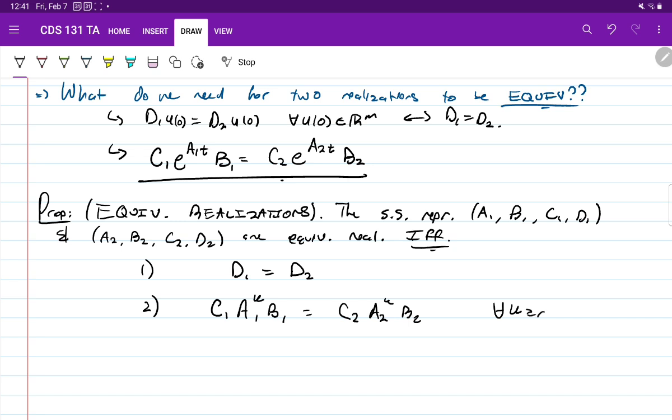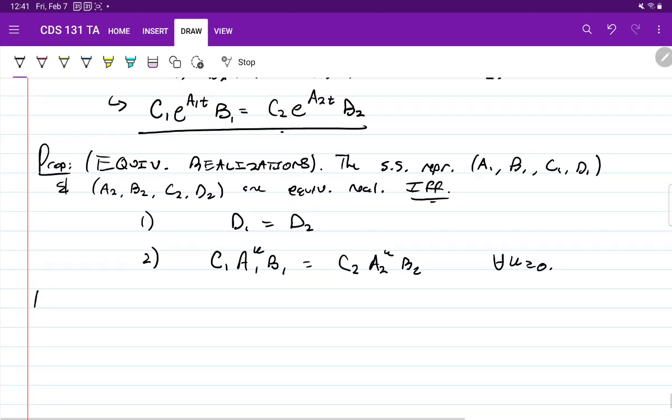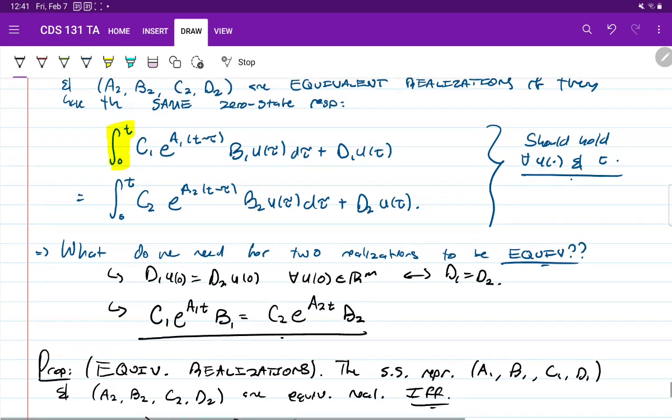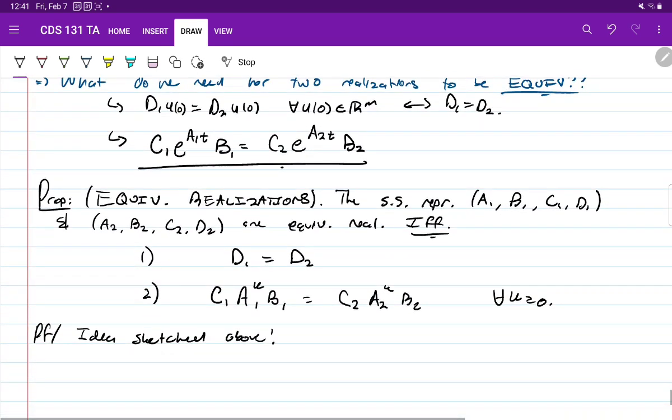We can request that this holds for all k greater than or equal to 0, but by Cayley-Hamilton, we know we can actually only check this for the first n minus 1 powers, where n is going to be the larger of the dimensions of A1 and A2, okay? All right, so the proof is the same as the idea sketched above. First we evaluate the zero state response at time 0, and then we can consider the response to an impulsive input. That kind of gives us one direction, right? And the other one follows from this Cayley-Hamilton argument, okay?